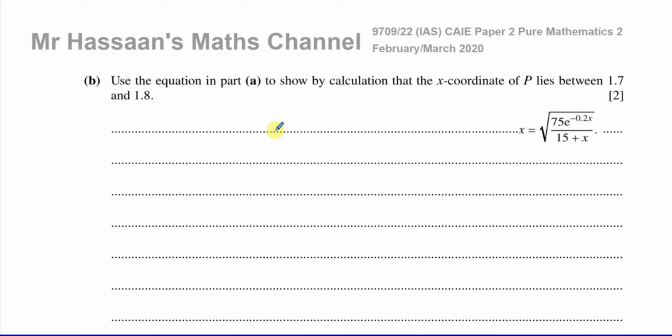This question, part B of this question, is about numerical methods and iteration, and I'm going to save this as a separate video from the rest, from part A. Part A is more to do with differentiation and the product rule.